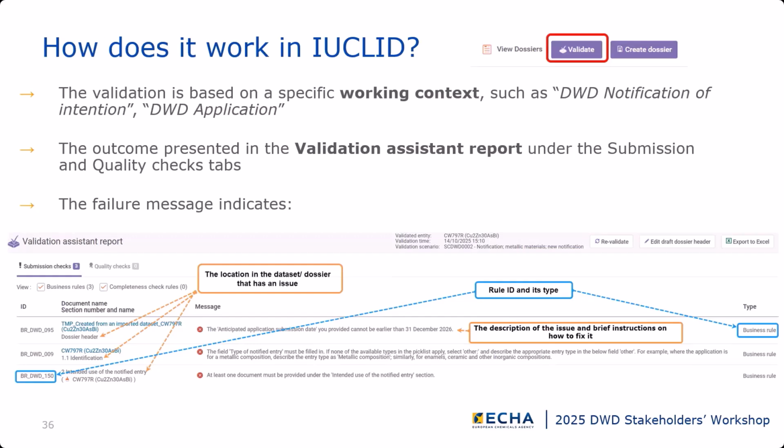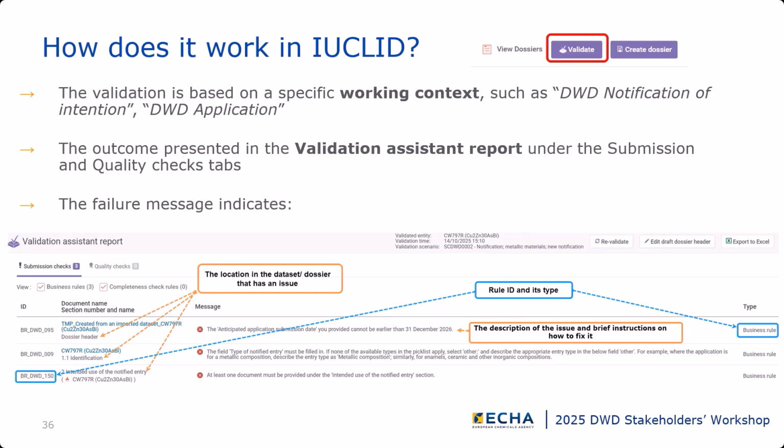The Validation Assistant is going to be available for both notification of intention and application submission types. When you are going to validate your data, you will see a report which will indicate all the issues with your dataset displayed under submission and quality check tabs. You will need to pay special attention to the submission tab, as these failures will also be running at the submission site. The report is going to indicate the location of the issue and, of course, a message that's going to provide the small instructions on how to fix the issue.